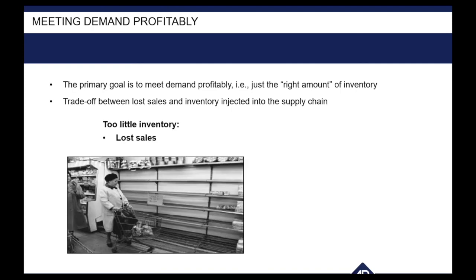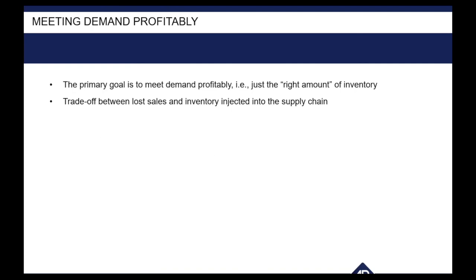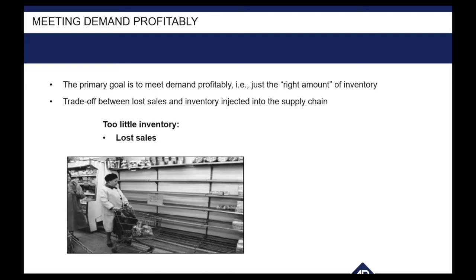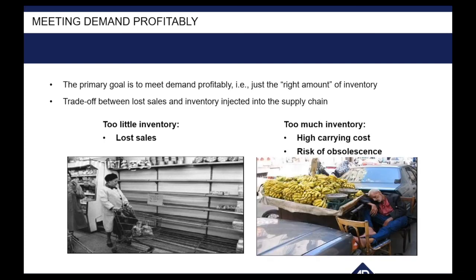So given that our goal is to meet demand profitably, right? There is this thing called the right amount of inventory, which is a little bit of an elusive target. And all retailers are familiar with this, and they know very well the trade-off and the two extremes. If we have too little inventory, low sales. If we have too much inventory, high carrying costs and risk of obsolescence. Those are the two costs that we have to take into account in the elusive search of the right amount of inventory.